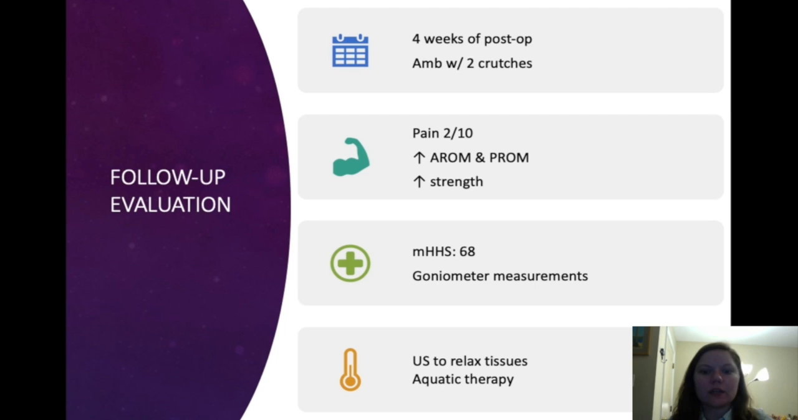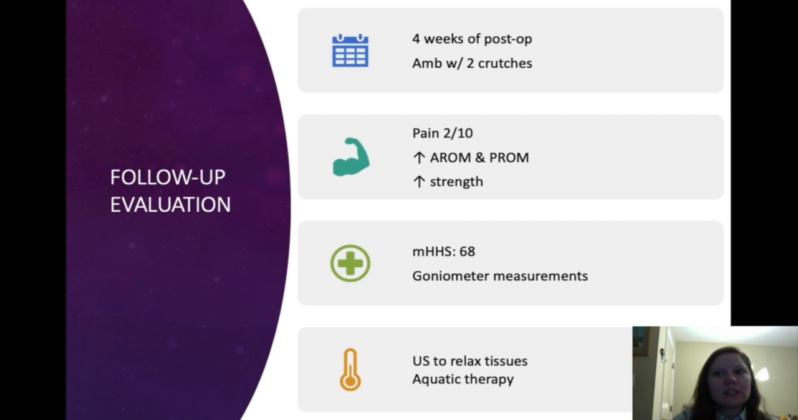We also did ultrasound before this treatment just to try to relax the tissues. And then we did aquatic therapy today. We did some walking, kicking, standing, hamstring curls, ankle pumps. Only doing waist deep just to not have it too intense since she's only 4 weeks post-op. And then after that, we did some more measurements.